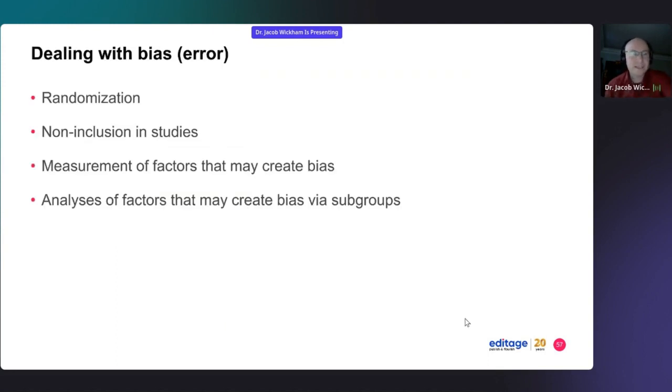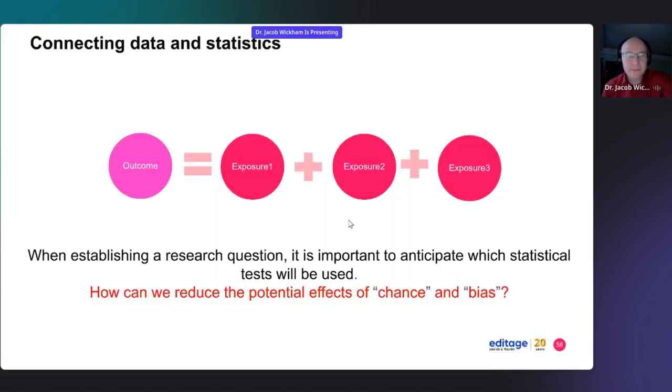So to deal with bias, you should have randomization of your samples. You should have strict criteria for non-inclusion in studies. You may measure some factors that create bias, and you want to analyze factors that may create bias via subgroups. So here's an outcome. There's 3 different exposures.